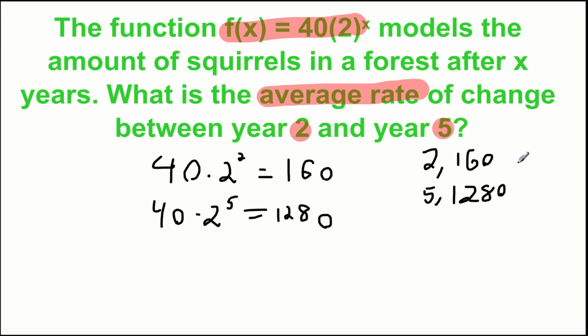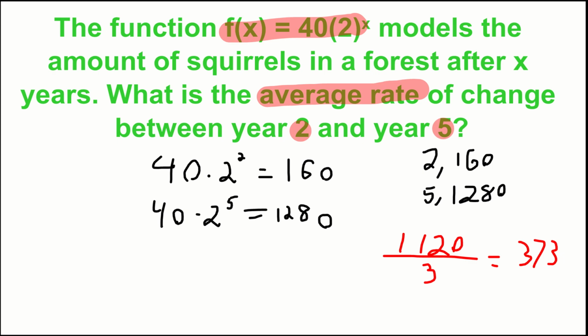It's change in y over change in x. Our y values go from 160 to 1280. So that is a change of 1120. X values are going from 2 to 5. That's a change of 3. When you divide, you get 373 and 1/3. Or, like I said, the whole number would be fine for that one.